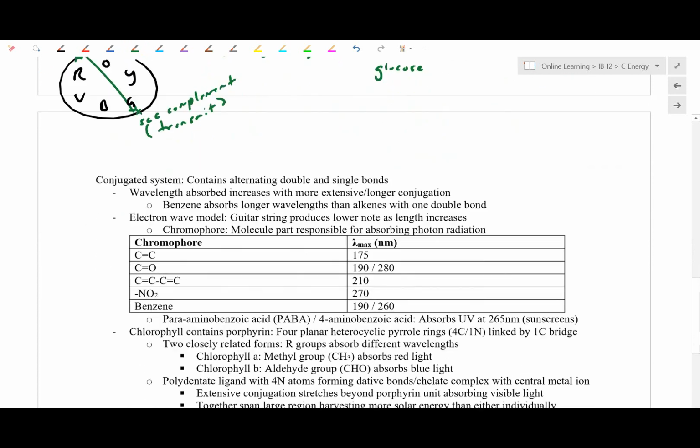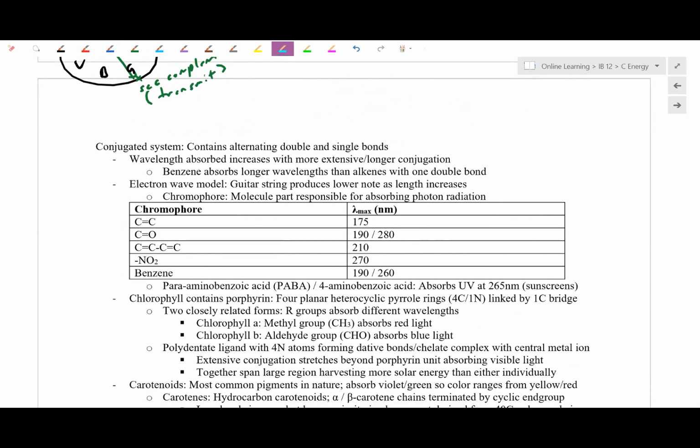If you flip over the page here, this is a key term. Make sure you know this one. How do plants do this?